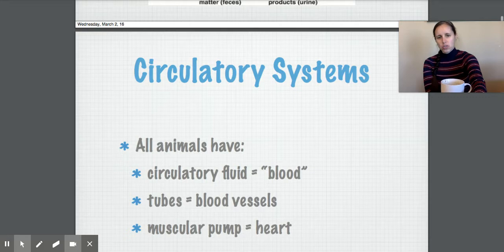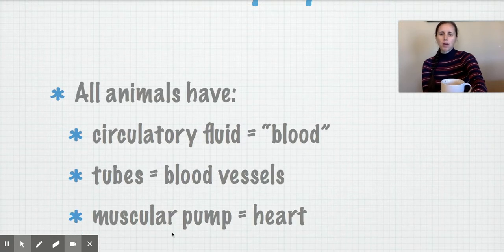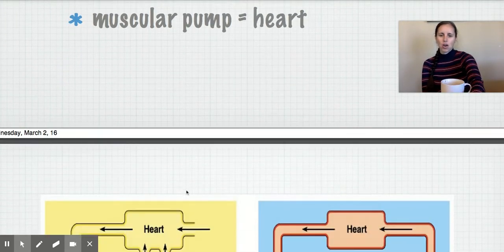A little bit about circulatory systems. We're going to talk specifically about the human circulatory system today, but I want to keep making comparisons to other animal systems because there are a lot of things in common. All animals have three parts to the circulatory system. They have some sort of circulatory fluid or blood. In humans, it's called blood. In animals, it could be called something different. It's got tubes, so in our case, it's blood vessels. And it's got some sort of muscular pump. In our case, it's our heart.